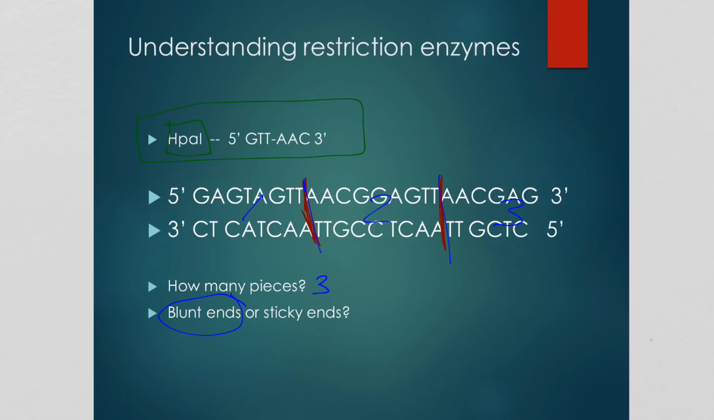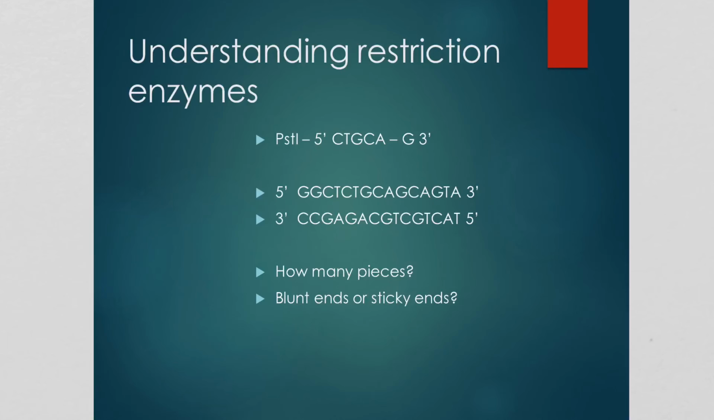Let's look at one more example of how to use a restriction enzyme. Here I've given you a different restriction enzyme, PST1, which cuts from 5 to 3 at the sequence CTGCAG, cutting between the A and the G. So again, I'm always reading from 5 to 3, looking for this sequence CTGCAG.